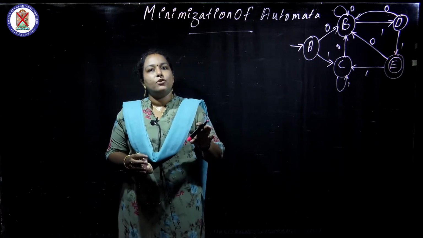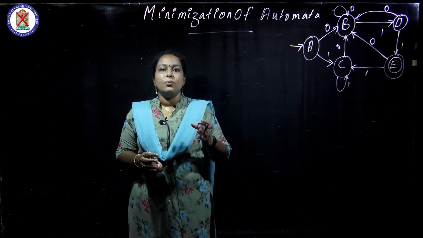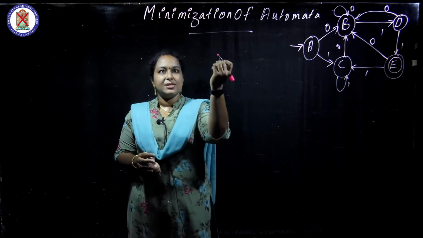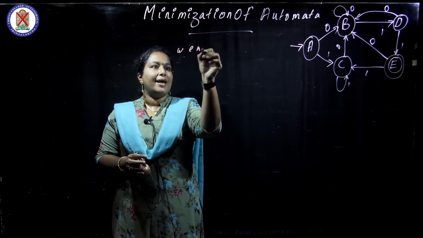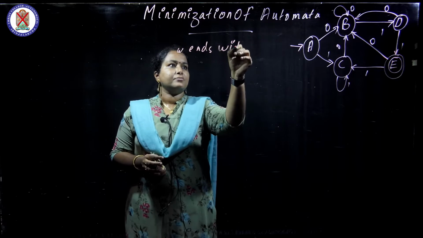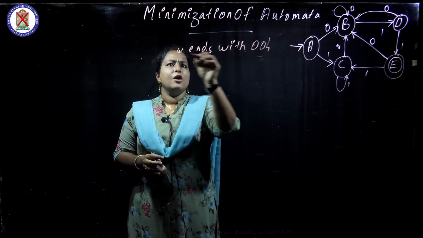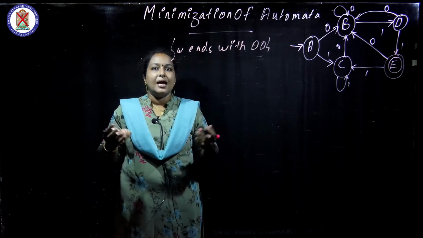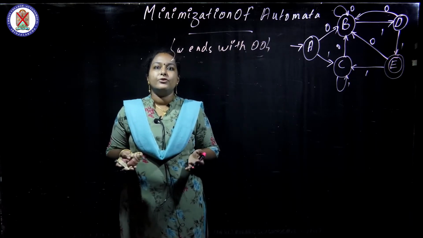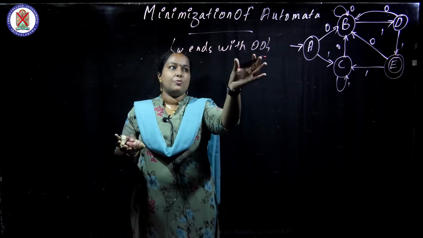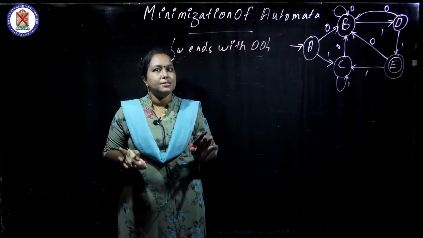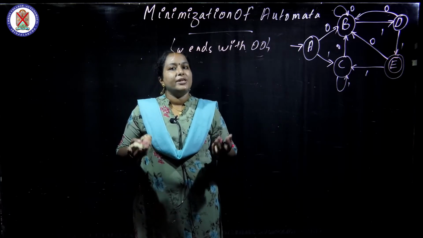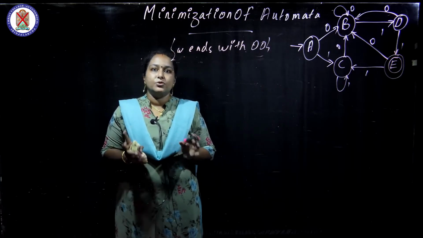Then what is the need of minimization? As you know, in the earlier design, for one language, the question I have given, that is W ends with 00. So this is the language. For that we have drawn one DFA, but I will say that DFA is not unique. You can draw another DFA corresponding to the same language, that is 00. Corresponding to a language, you can draw n DFAs, that is proven by the theorem.